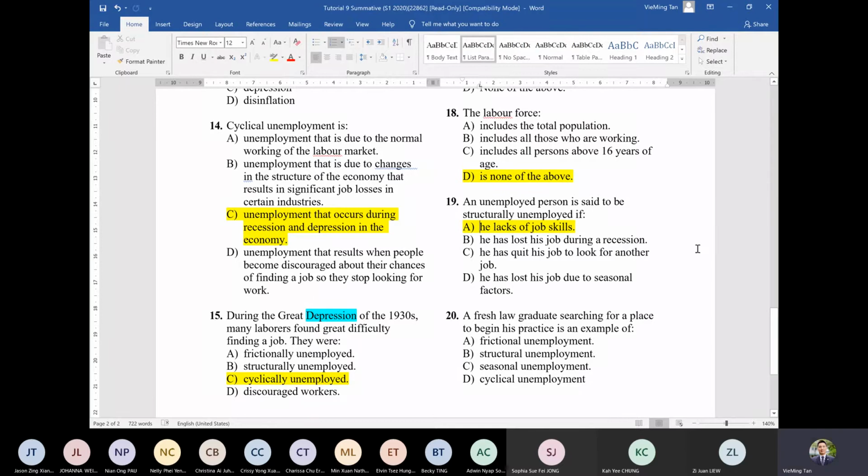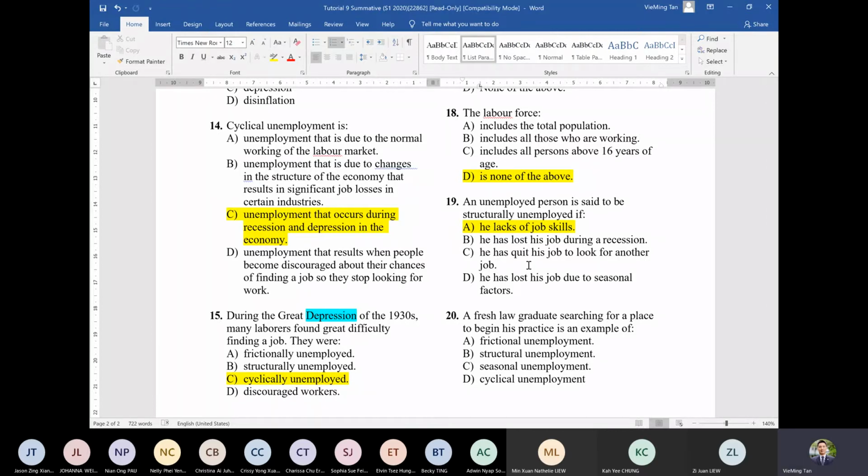Then how about B? B describes what type of unemployment? Option B best describes what type of unemployment? Cyclically unemployed. Correct, cyclical unemployed. It's due to recession, right? So it's cyclical unemployed. Okay, then how about C?